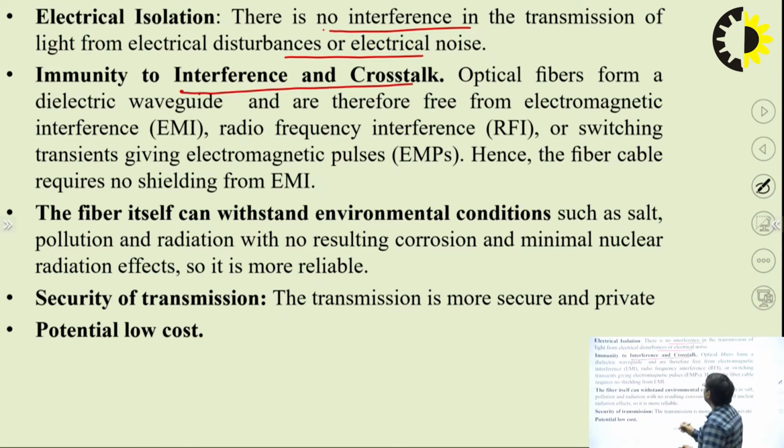Next is immunity to interference and crosstalk. Basically optical fiber size is very small, so these can be combined together to form a large size cable. So when the signal is carried in one cable and another cable, there is no interference between them, or there is no information that is exchanging. So these are free from crosstalk. So there is no crosstalk in the case of optical fiber communication.